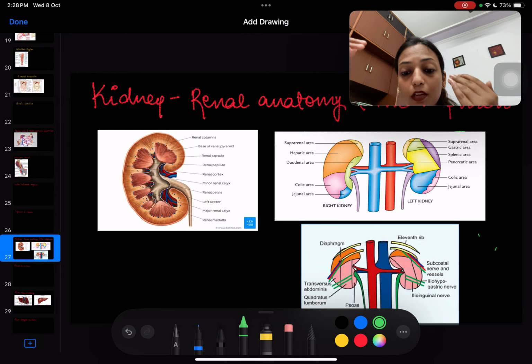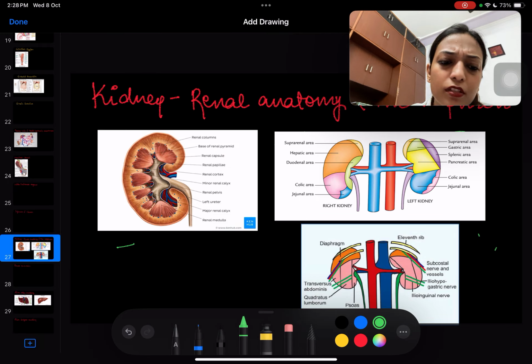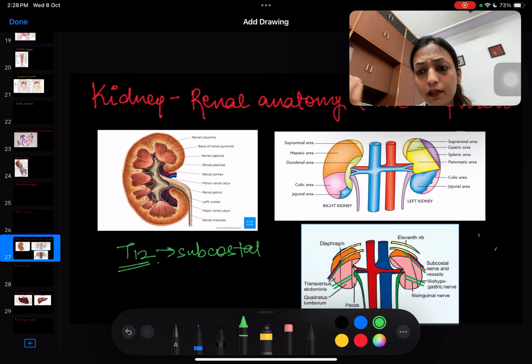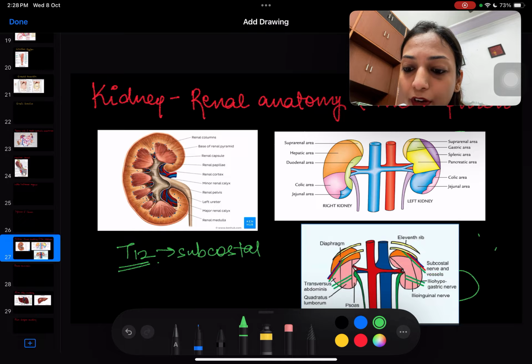Then there will be subcostal nerve and vessels. Subcostal means T12. Whatever is supplying the T12, the last one, 12th rib, they have named it as subcostal. I don't know why. What fun they were getting, I don't know. So since 11th and 12th rib is there in relation, obviously its nerves and vessels are also going to be in the relation of the posterior kidney, right? Then there are nerves also. Which nerves are there? Iliohypogastric and ilioinguinal nerve.